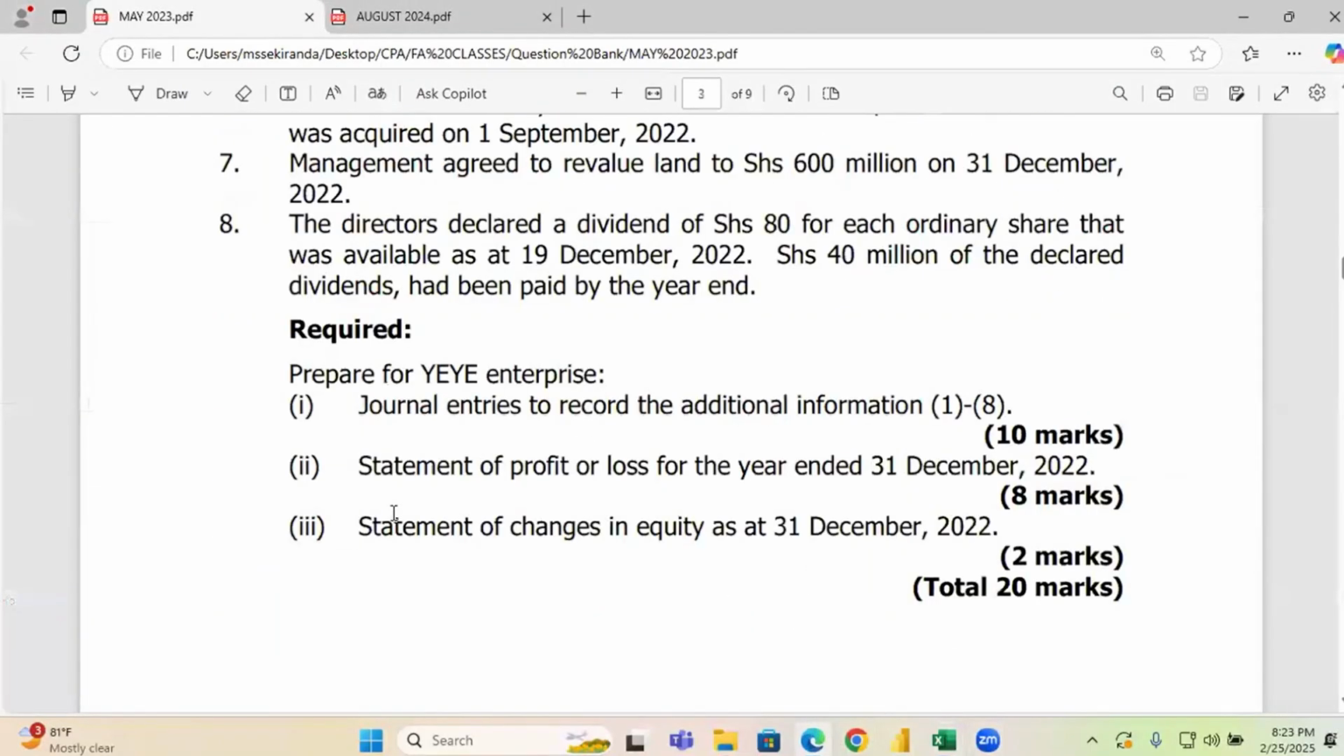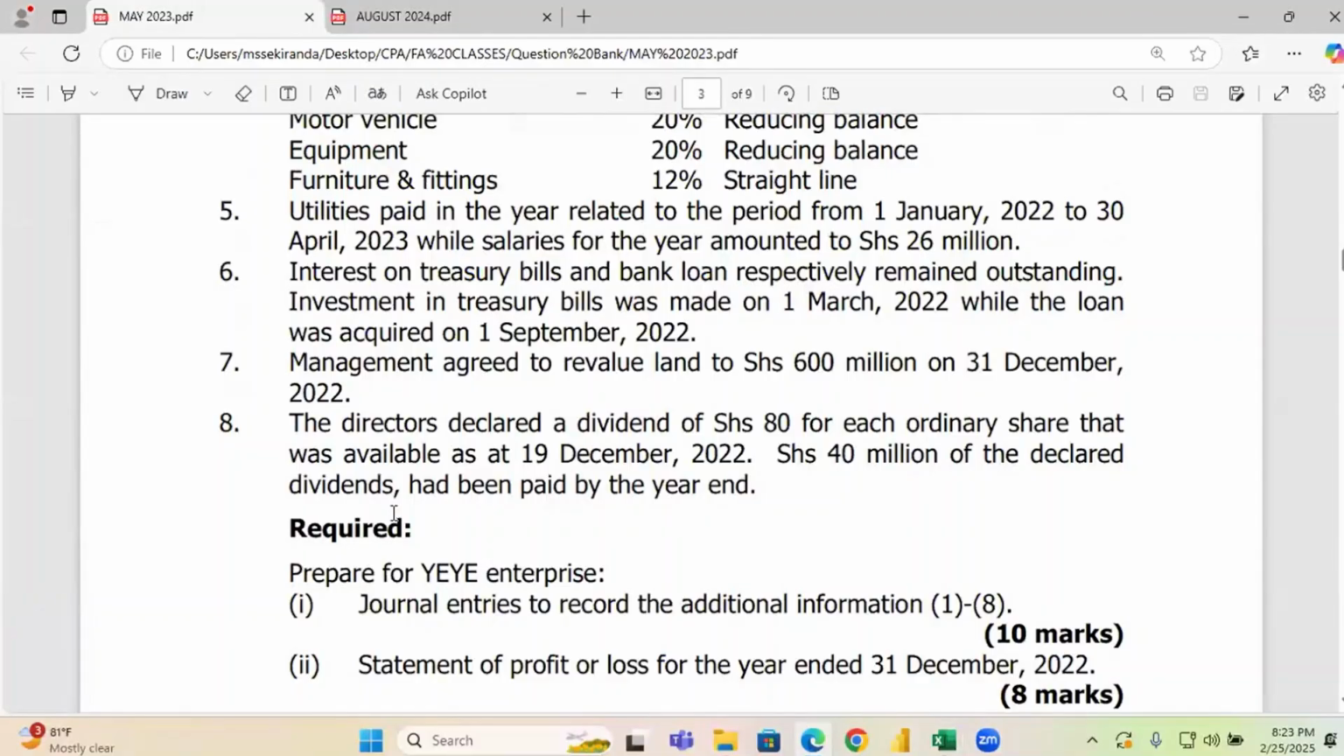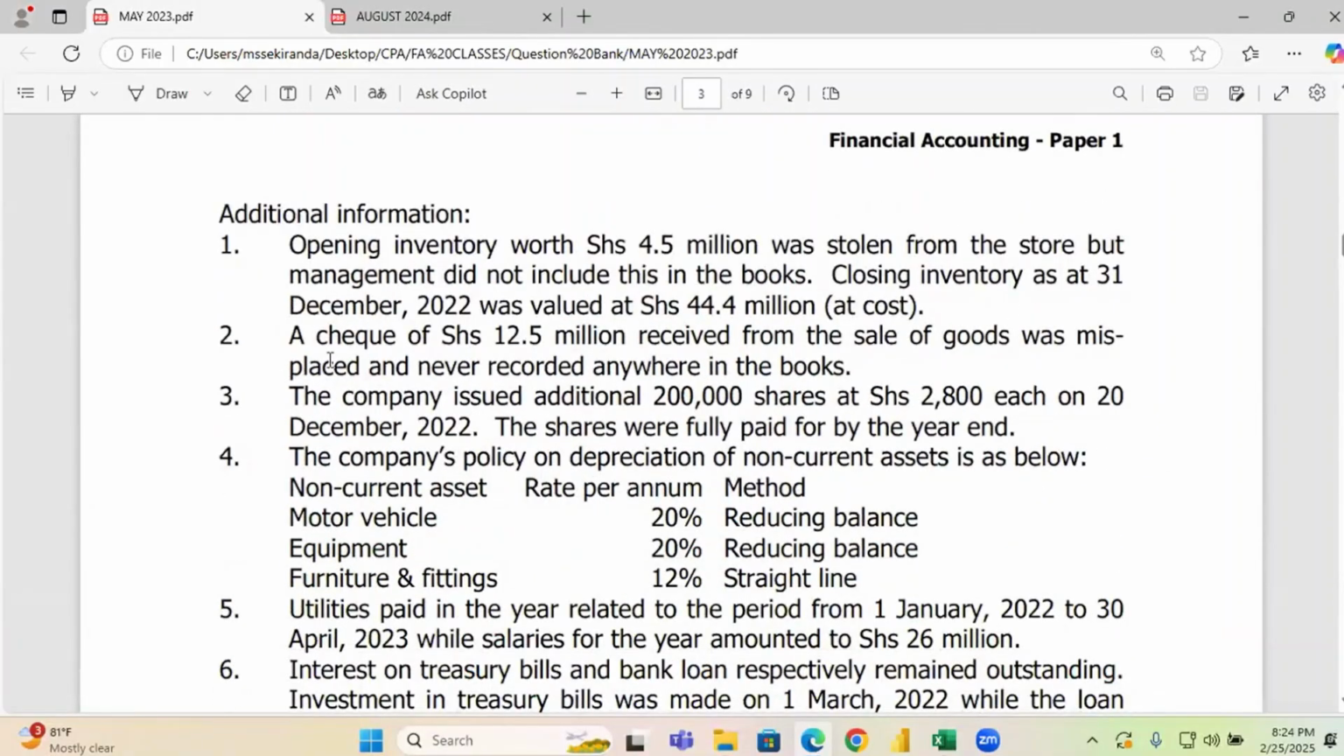Lastly, on the journal entries, the directors declared a dividend of 80 shillings per each ordinary share that was available as at 19th December 2022. 40 million of the declared dividends had been paid by year end. So why are they giving us this date, 19th December? Because on 20th, we had issued new shares. I think you remember. On 20th, we issued new shares. So the shares that were issued will not receive a dividend because they were issued when the year was ending.